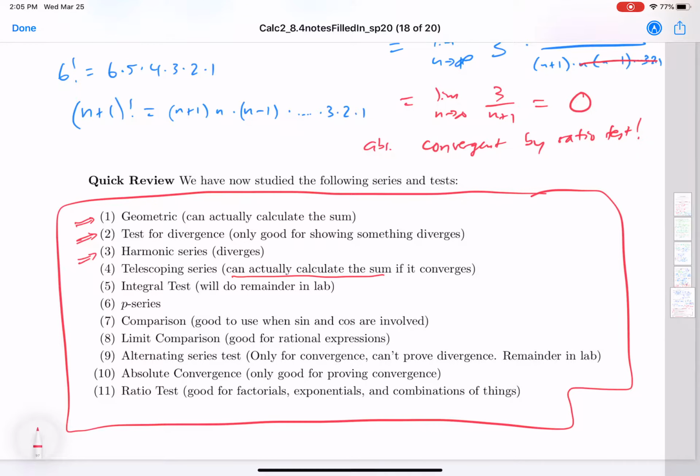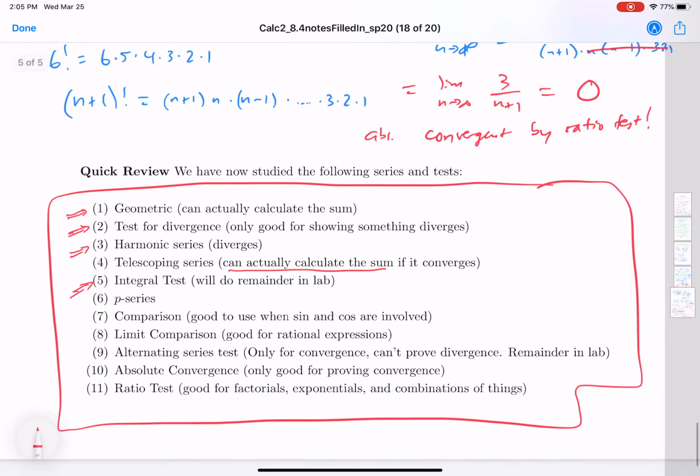The integral test, we did that in the lab. That one was fun. And that led us to figuring out the p-series, which is also a very nice one if you happen to have polynomials to use. Comparison is really good when you have sine and cosine. The limit comparison test is good for rational expressions. That's like a polynomial divided by a polynomial.